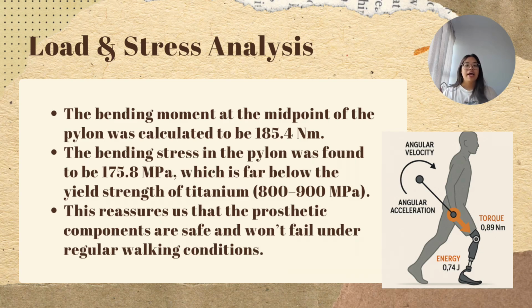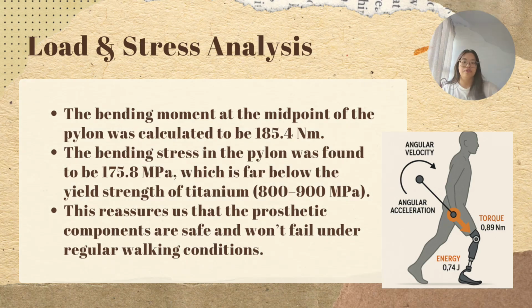As mentioned earlier, the axial load was about 824 Newton during the stance phase, and the bending moment at the midpoint of the pylon was calculated to be 185.4 Newton meter. The bending stress in the pylon was found to be 175.8 megapascal, which is far below the yield strength of titanium, which is 800 to 900 megapascal. This reassures us that the prosthetic components are safe and won't fail under regular walking conditions.